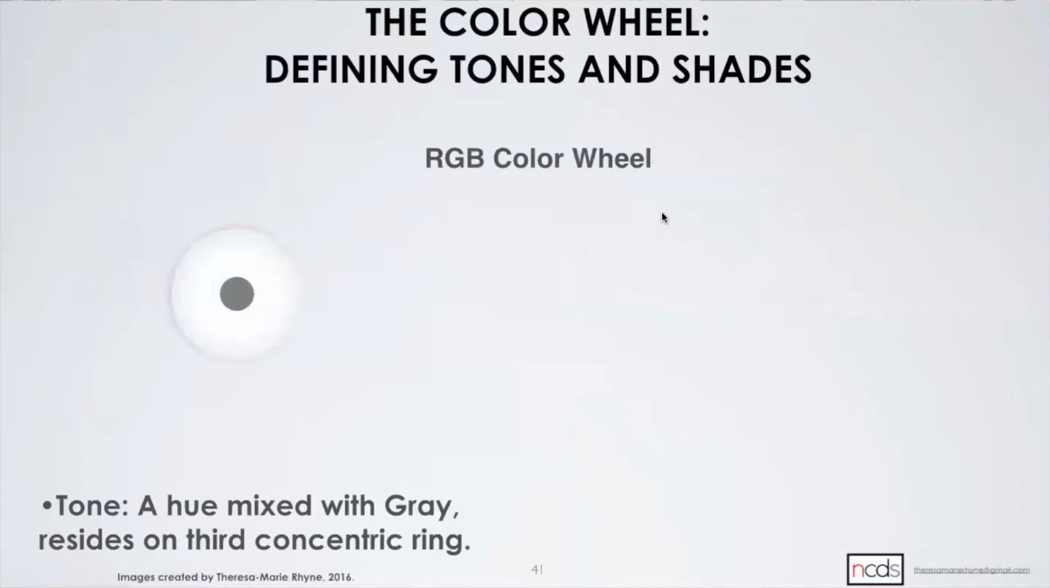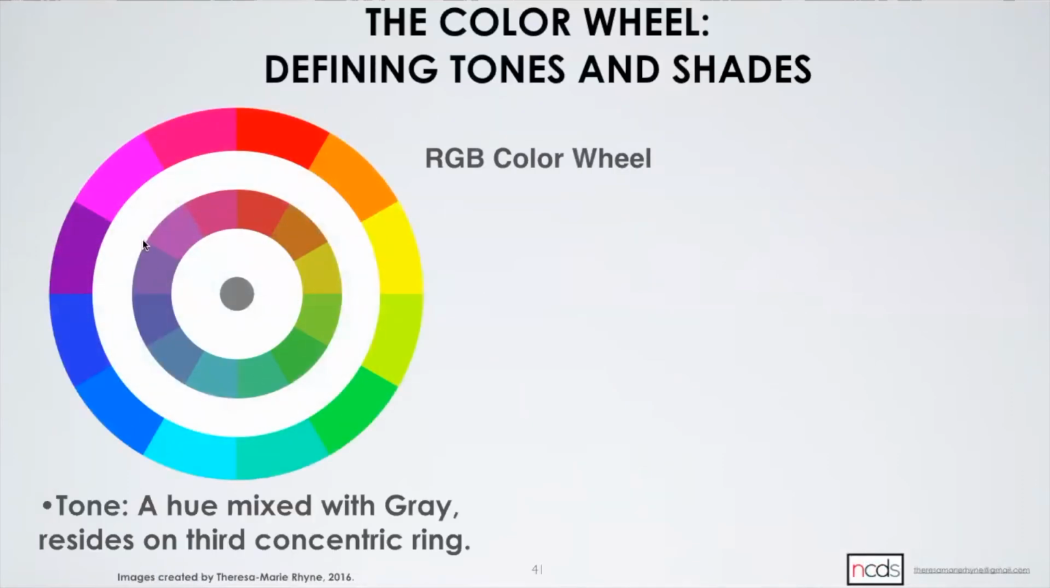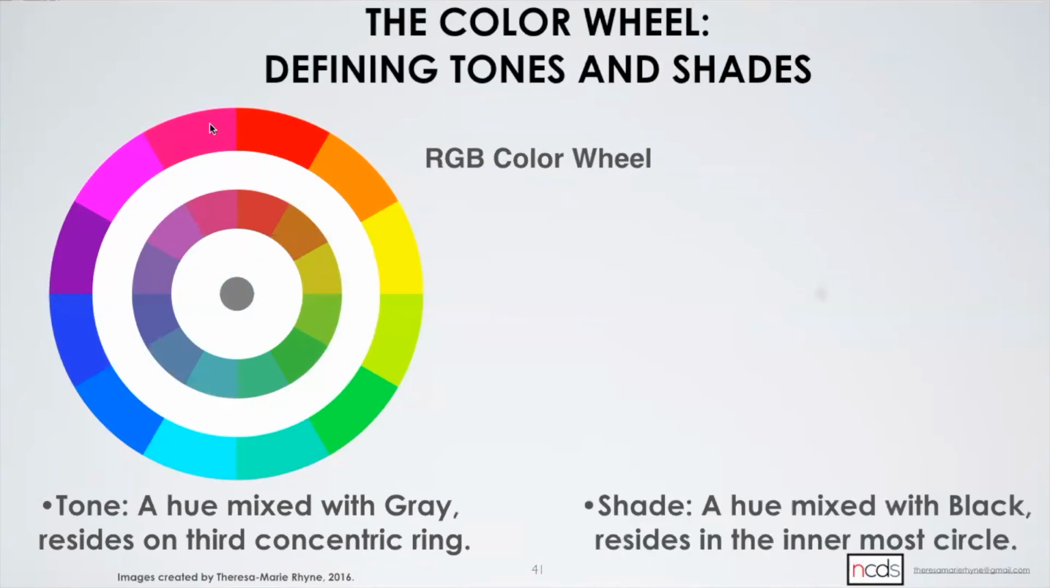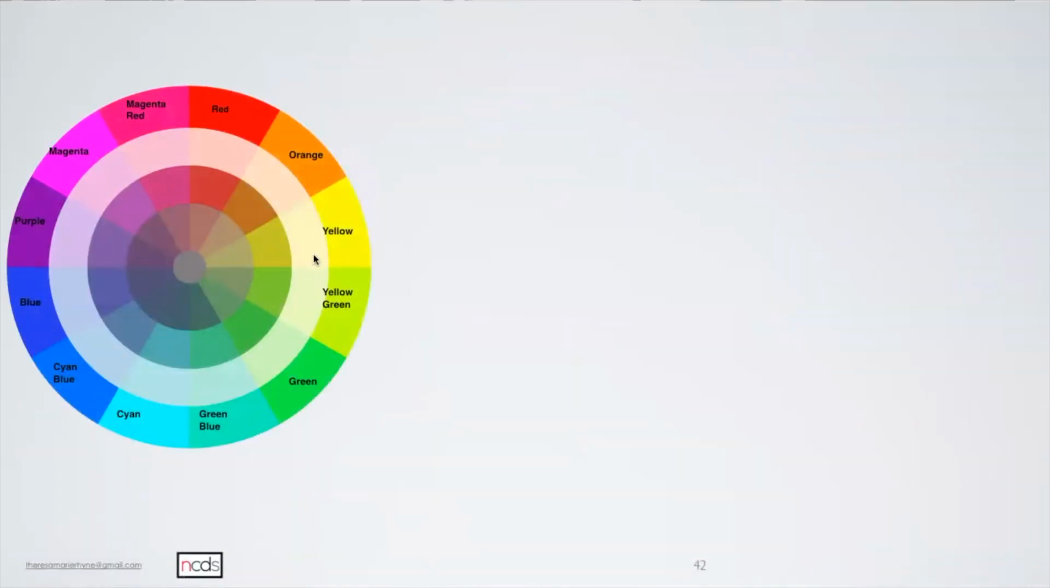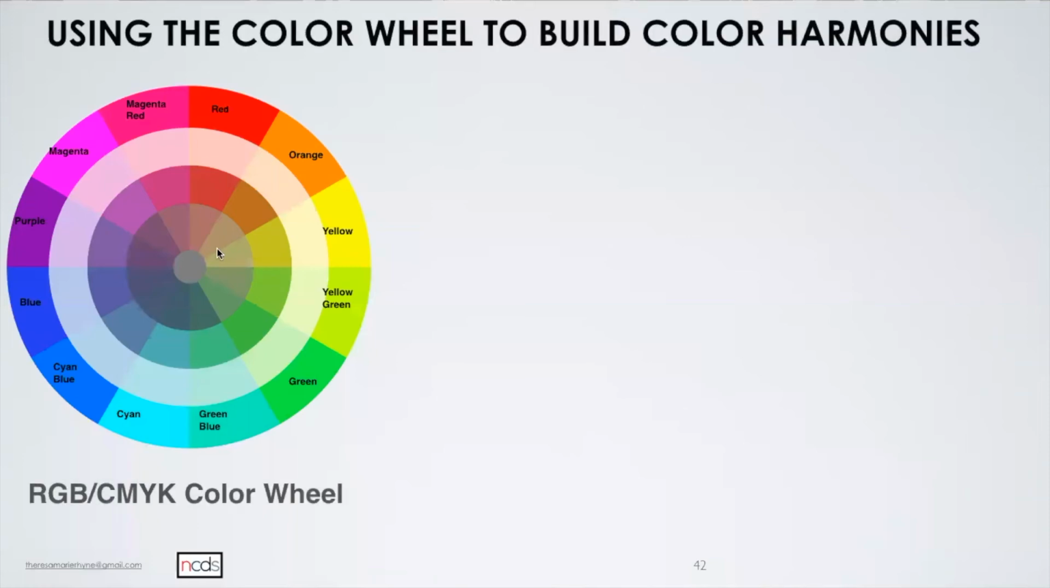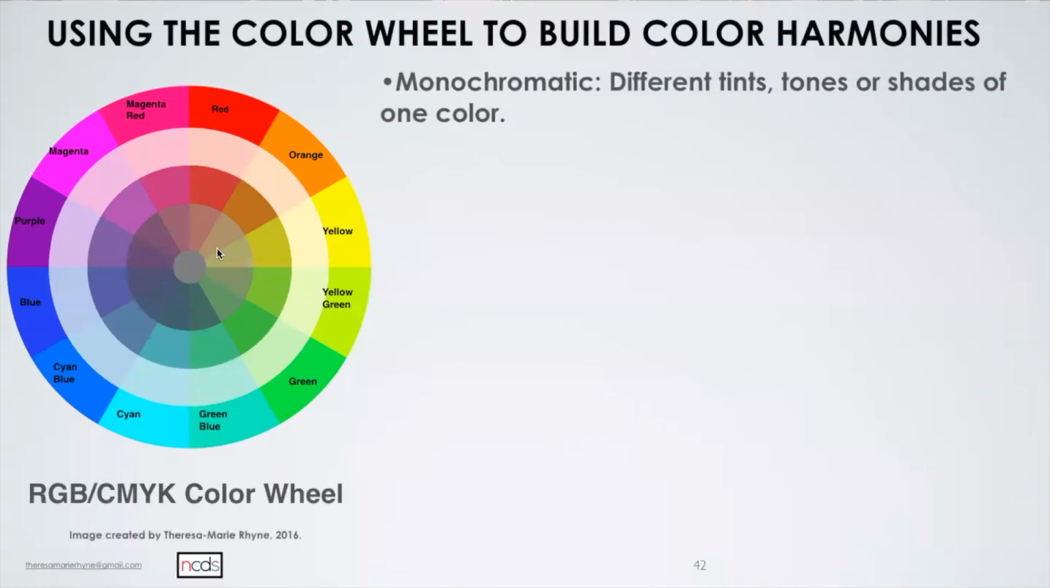A tone is adding 50% gray or a percentage of gray to an original hue. And a shade is adding 50% black to an original hue. So this would be how our color wheel might look if we combine them all together: solid, our hues, our tints, our tones, and our shades, and our gray center. So this would be an RGB CMYK color wheel.